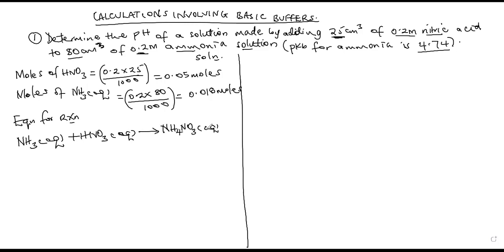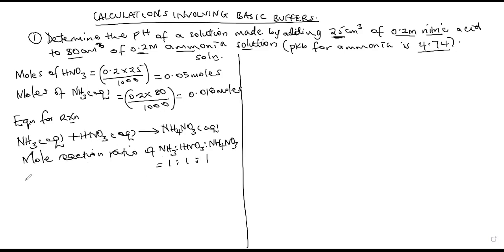So, after getting ammonium nitrate, you can see that the mole reaction ratio for all is 1:1:1. The mole reaction ratio of ammonia to nitric acid to ammonium nitrate formed is 1:1:1. It means that moles of ammonia that reacted are equal to moles of nitric acid that reacted, which are also equal to moles of ammonium nitrate formed.